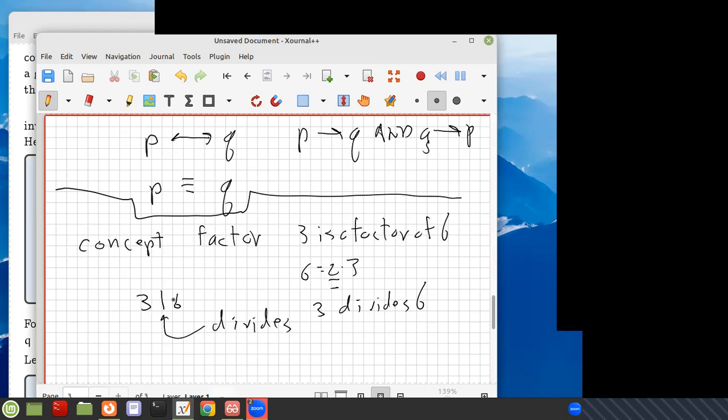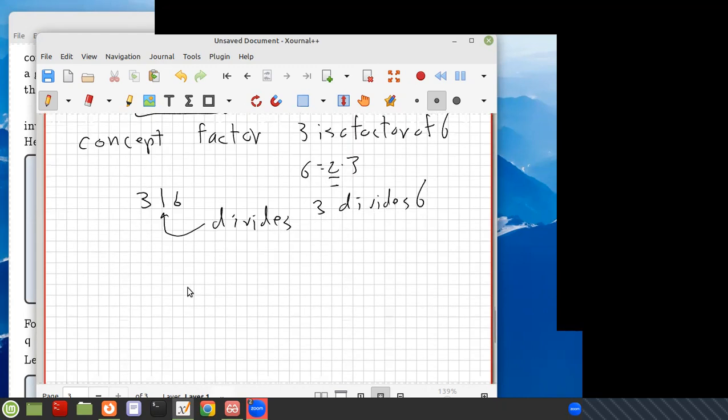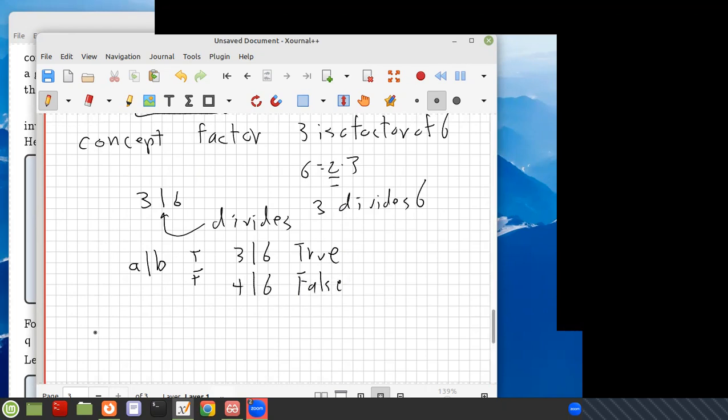So if I choose numbers A and B, this is the claim: it's either true or false that A divides B. For example, 3 divides 6 is true, and 4 divides 6 is false. Okay, so here's a claim. I want to prove this is true.